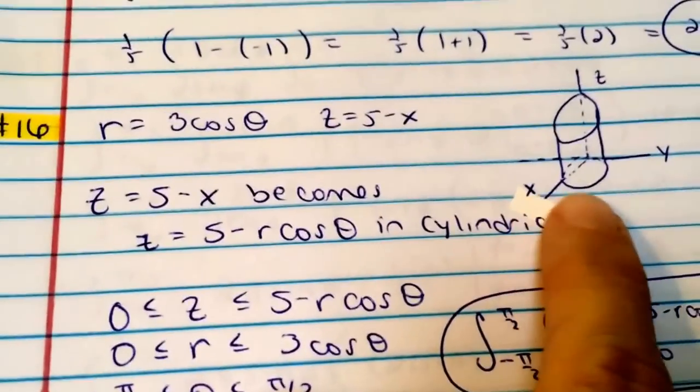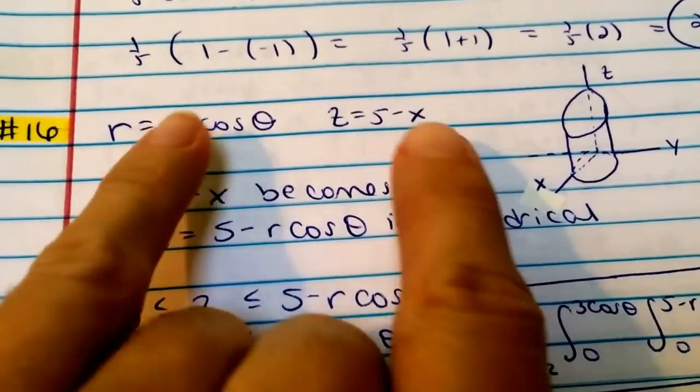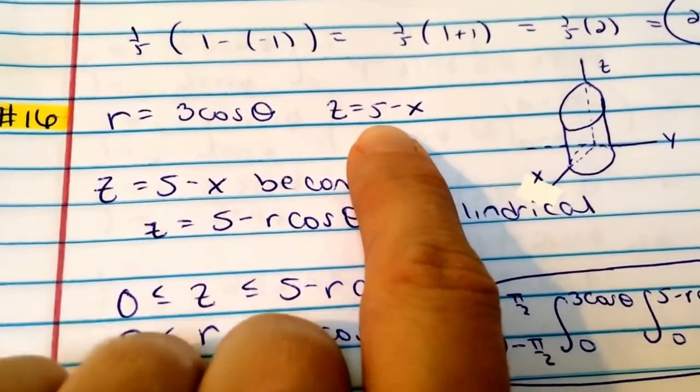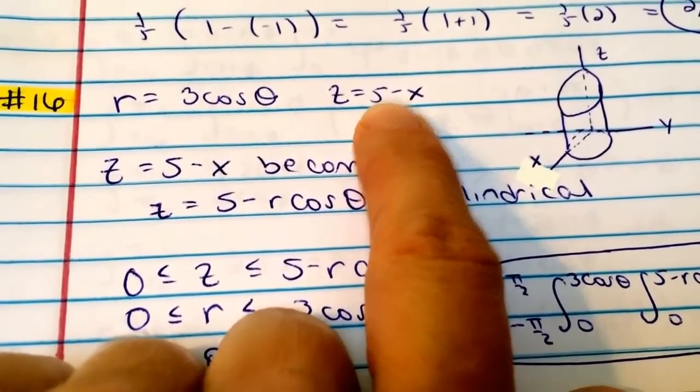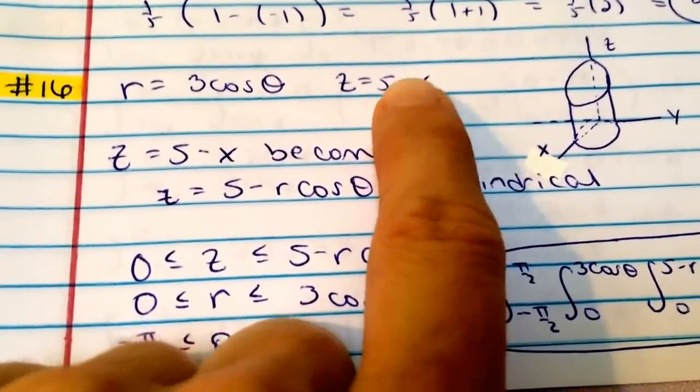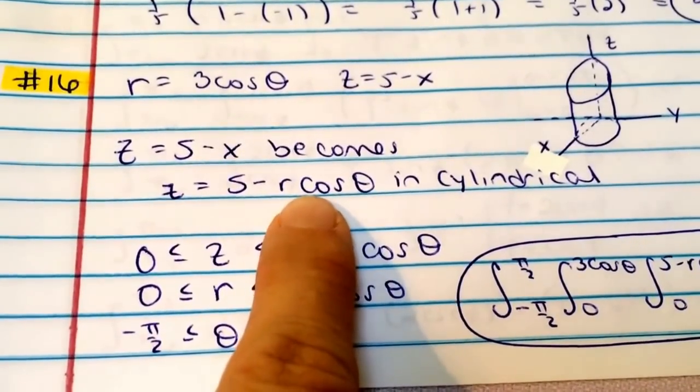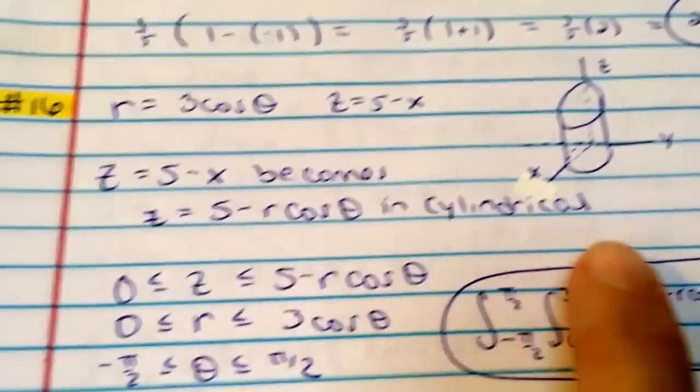All right, let's look at it here in minutes. Okay, so here's the picture. And here's what I have. Notice this is not in cylindrical, so that's got to be fixed. You have to put it in cylindrical. So x, remember, is r cosine theta. So in cylindrical, it looks like this. And then here's my picture.